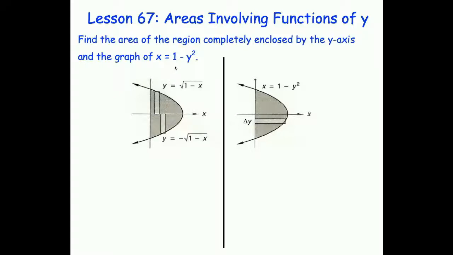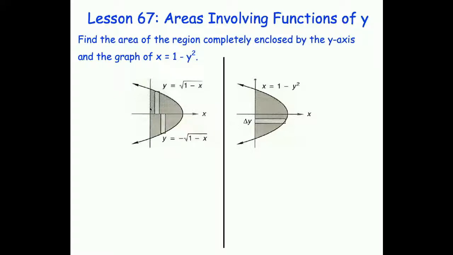So here we have x equals 1 minus y squared. It's a parabola. It's facing to the left, and it's shifted to the right 1. So here's the parabola. And in order to find the area between the curve and the y-axis, using our old way, what we would have to do is split it up into two parts. We could solve for y. And when you take the square root of both sides, you get the plus part and the minus part.